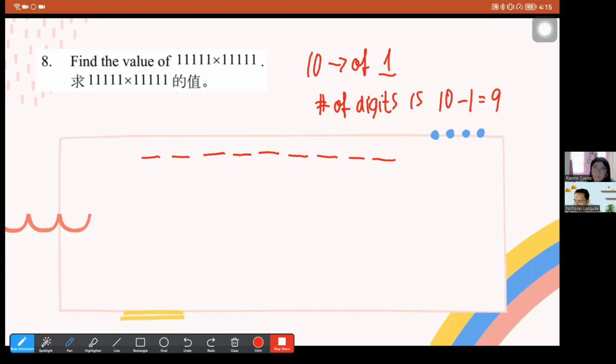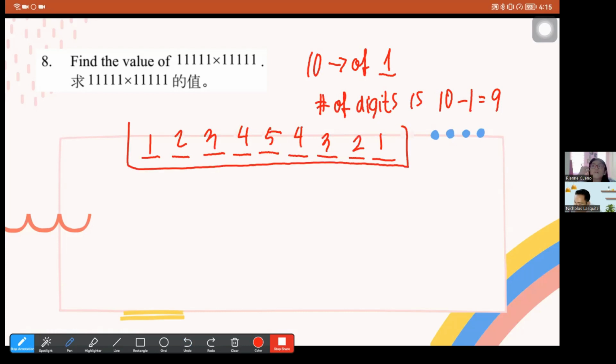Then just keep on adding numbers. 1, 2, 3, 4, 5, 4, 3, 2, 1. So this is our final answer.